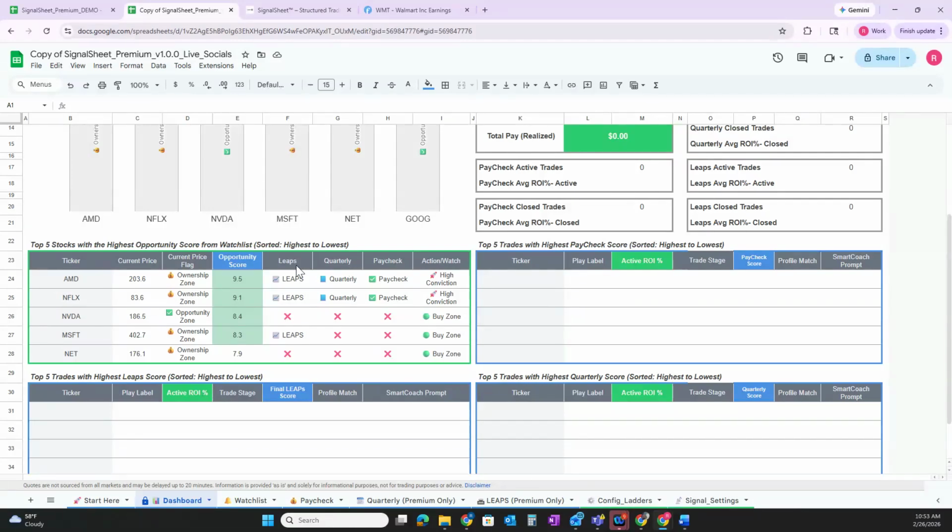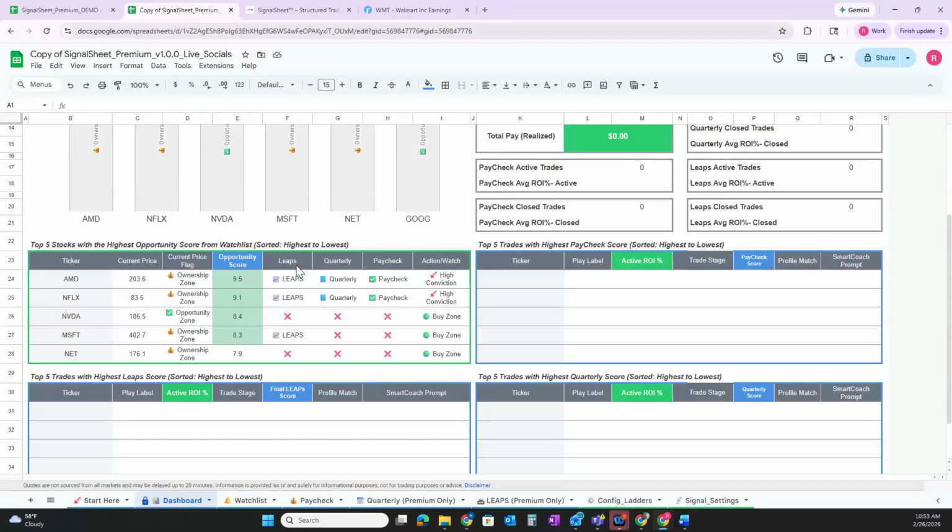If you're a trader, I don't have to explain this, right? But if you're new to trading, a leap is something that's longer term. This is where ownership really happens. This is where many mature traders who are more risk averse spend most of their time. Even I spend most of my time trading leaps.